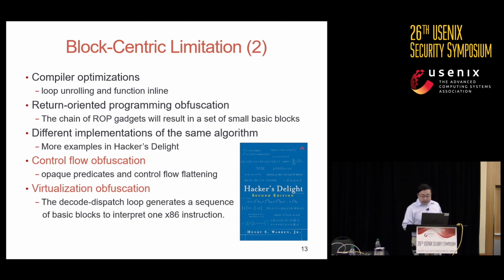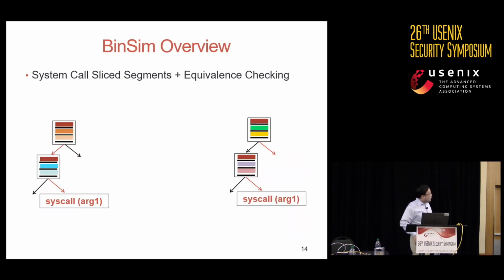Okay, let's look at the overview of our BinSim approach. Our BinSim is a hybrid method. We combine the dynamic approach and semantic modeling. The purpose is to address the limitations of existing binary diffing approaches. Our approach identifies the fine-grained relations between obfuscated binary code.